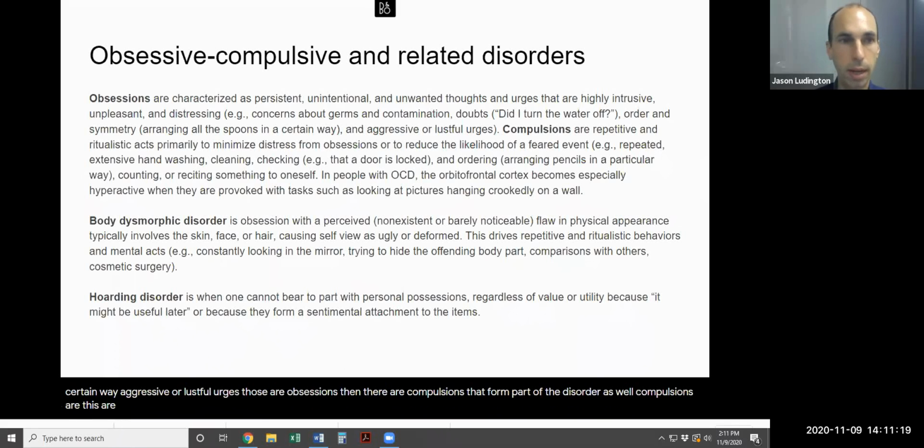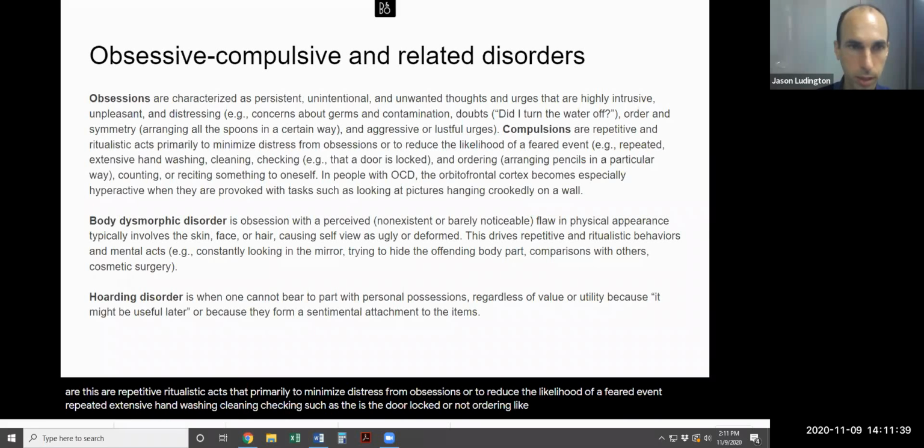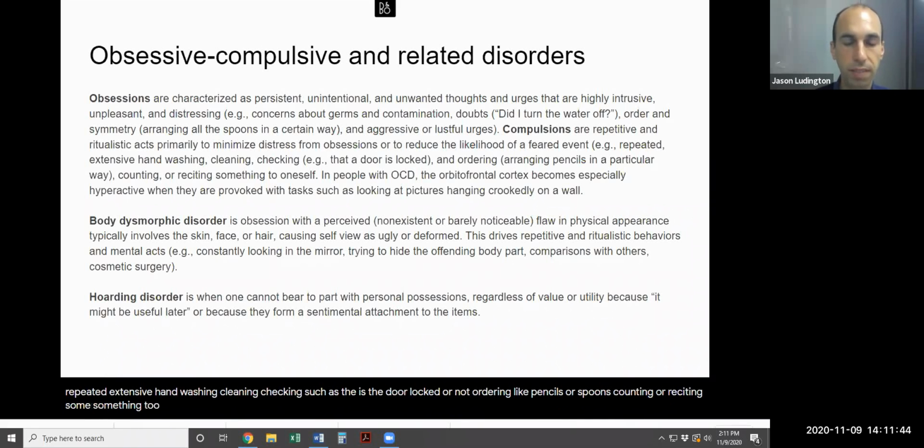Compulsions are repetitive, ritualistic acts performed primarily to minimize distress from obsessions or to reduce the likelihood of a feared event. Repeated extensive hand washing, cleaning, checking, such as is the door locked or not, ordering like pencils or spoons, counting or reciting something to oneself. In people with OCD, or obsessive compulsive disorder, the orbitofrontal cortex becomes especially hyperactive when they are provoked with tasks such as looking at pictures hanging crookedly on the wall.